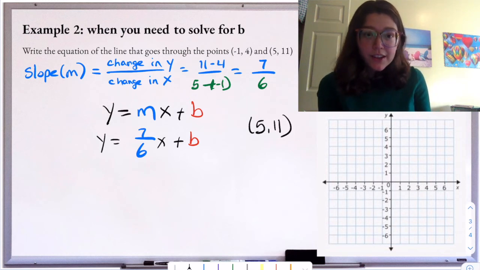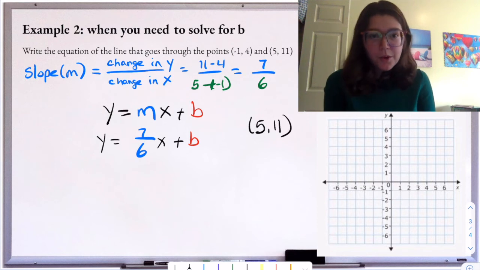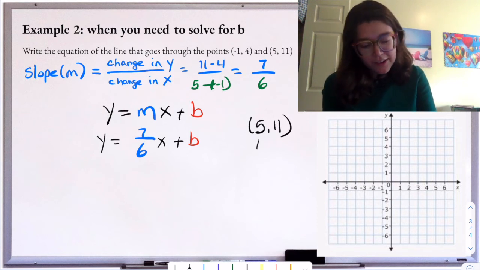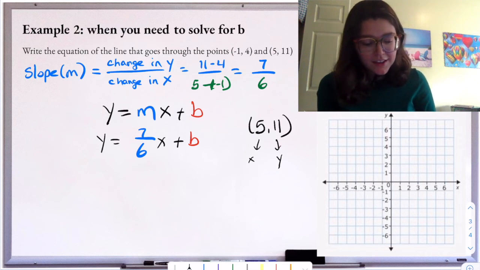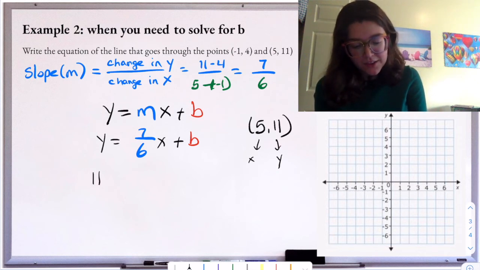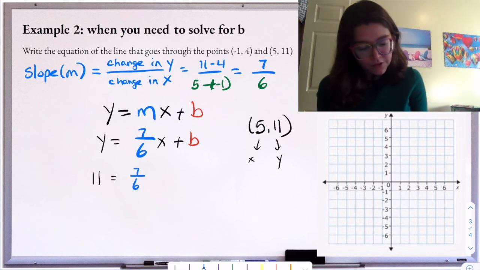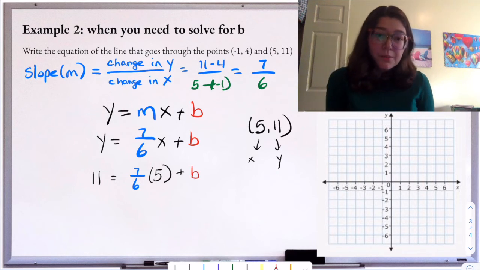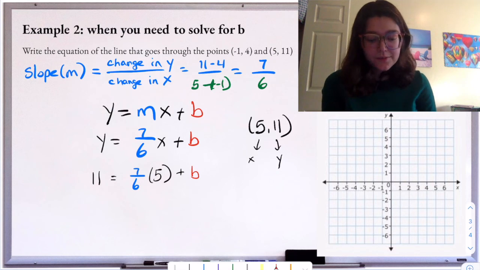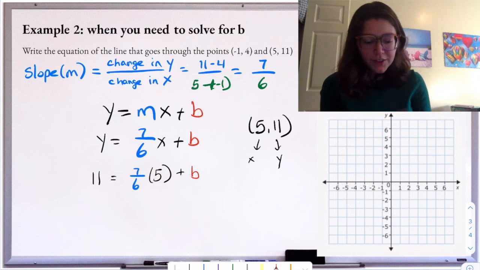Within the point (5, 11), I'm given an x and a y. I have an x value and a y value. So 5 is the x value, 11 is the y value. What I can do to write the equation of the line then is I'm going to substitute in 11 for y. I'm going to substitute in 5 for x. And then I still have this plus b. The reason I can do that is because that point, (5, 11), is a point on the line, so it's going to make this equation true. And now I can solve to figure out what b is.